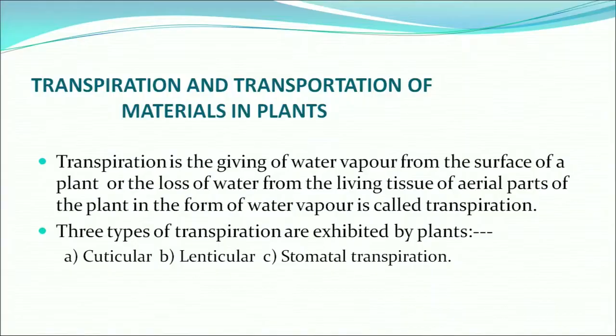Transpiration is the giving off of water vapor from the surface of a plant, or the loss of water from the living tissue of aerial parts of the plant in the form of water vapor. That is called transpiration. Three types of transpiration we have come across. One is cuticular transpiration, second is lenticular transpiration, and third is stomatal transpiration.